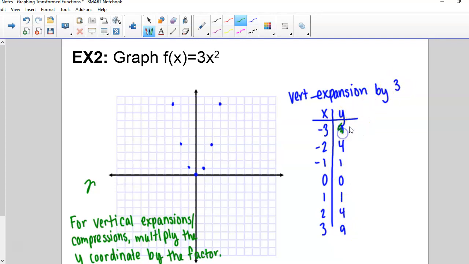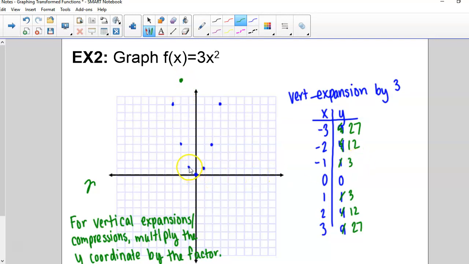So 9 times 3 would be 27. 4 times 3 would be 12. 1 times 3 would be 3. 0 times 3 would still be 0. 1 times 3 would be 3. 4 times 3 would be 12. And 9 times 3 would be 27. Okay? So now these are our new coordinates that have been vertically expanded. Some of these obviously don't fit on the graph anymore. Negative 3, 27 is way too big. Negative 2, 12 goes off of the graph, but it's not way too far off of the graph, so I'm just going to put it a couple spaces above here.